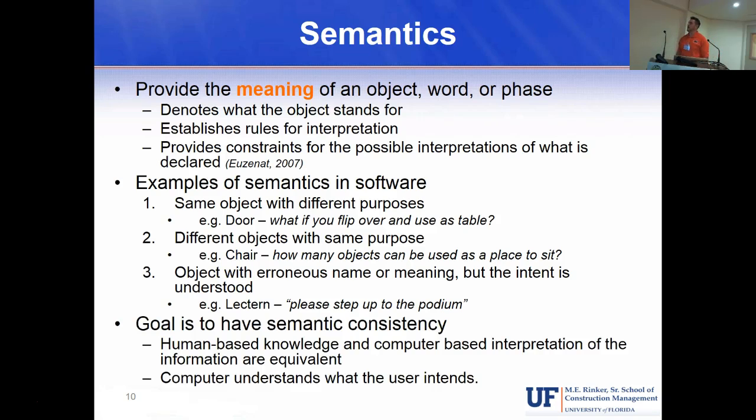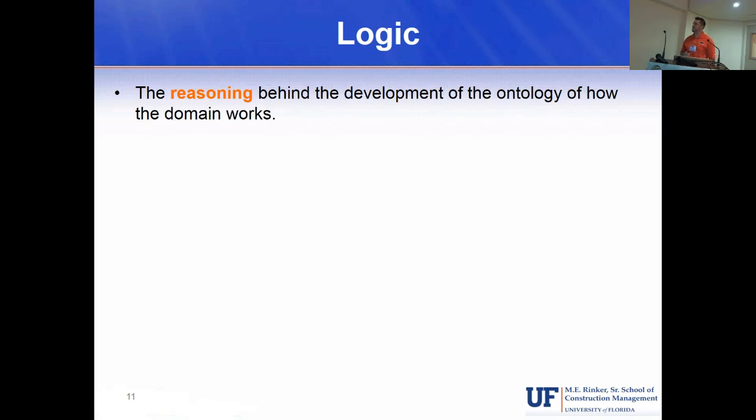And so the goal is to have semantic consistency, so our human-based knowledge can be interpreted by the machine, and then the machine can send out those interpretations for others to read what we want. So the whole goal of this is to have consistency.